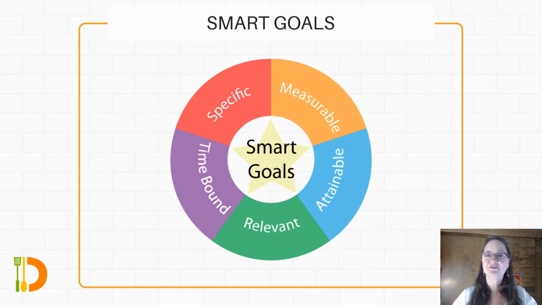Once you've completed your knowledge check and reviewed all of the resources, it's time to set some SMART goals. SMART goals are specific, measurable, attainable, relevant, and time-bound. An example of a SMART goal for this lesson might be, I'm going to use a fruit in a savory dish this week, or I'm going to try a new fruit this week.